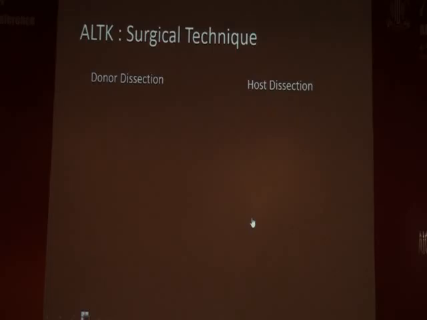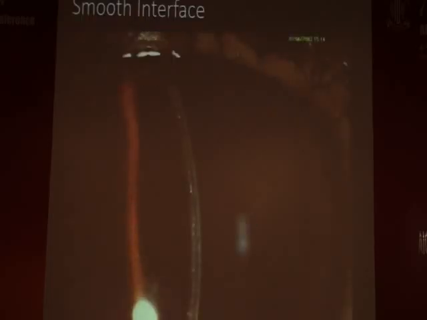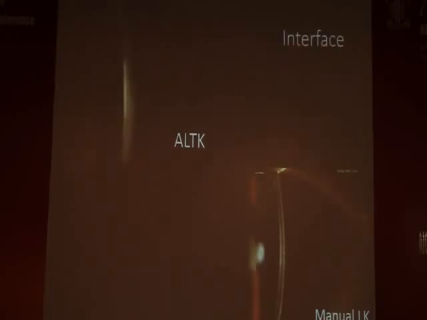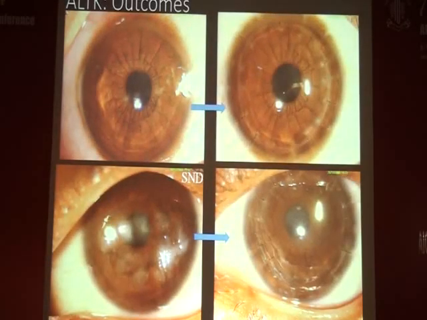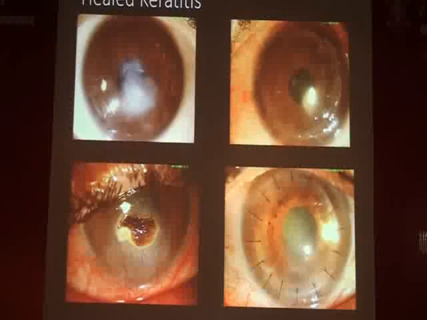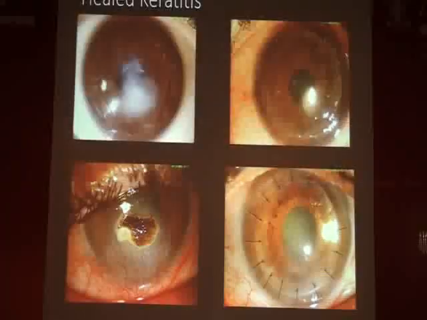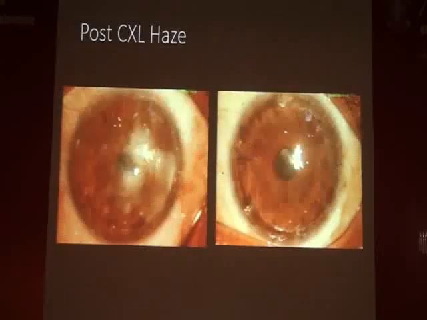So the donor lenticule is then fixed to the recipient bed with 10-0 monofilament nylon sutures, and notice that the interface is quite smooth after a microkeratome cut. And if you compare the interface of the ALTK with the manual lamellar keratoplasty, you can appreciate the difference very well. Now, these are some of the cases where ALTK was done: a case of keratoconus, a case of Salzmann nodular degeneration, a case of healed keratitis, and a case of healed edematous keratitis also, where ALTK was undertaken.